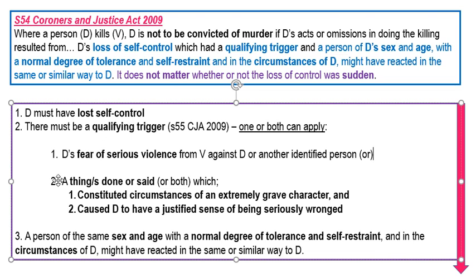Okay? The second one is a little bit more tricky. And it can be something that was done or said. So it can be actions or it can be words. Okay? That did two things. Okay? First of all, it constituted circumstances of an extremely grave character and then caused the defendant to have a justified sense of being seriously wronged.